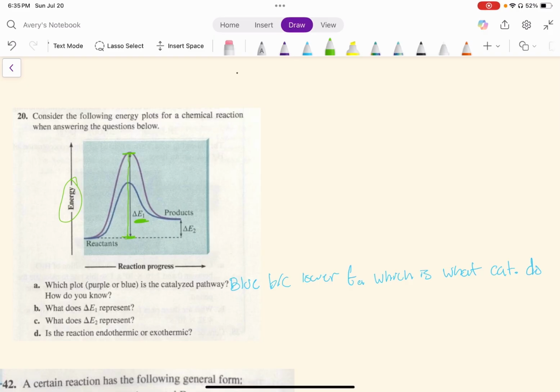Since the line also goes from the reactants to the top, the transition step of the purple line, we can conclude that delta E1 represents the amount of energy required for the reaction to occur without a catalyst.